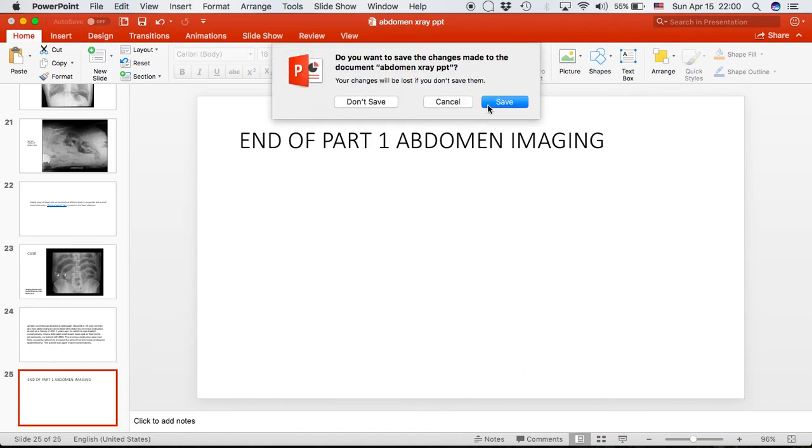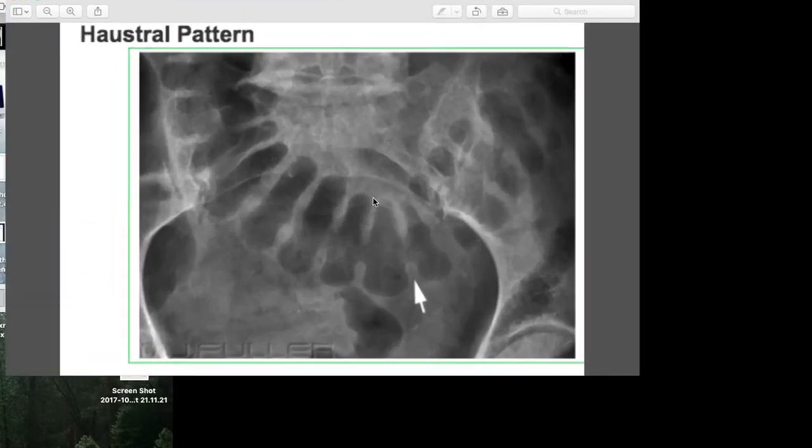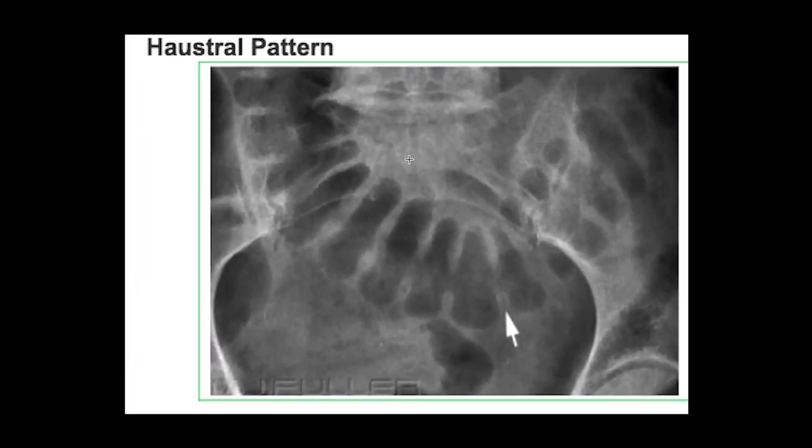I will actually come to explain a couple of images that I have downloaded just to let you know the differences between the large bowel and the small bowel on an abdomen x-ray. So first of all, we spoke about the anatomical location. Now we need to speak about the radiographic appearance. Okay, so radiographically, you need to look for the shape of the loop.